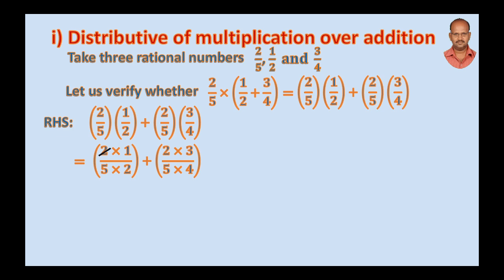In denominator, numerator dividing with 2. 2 ones are 2, 2 ones are 2. Then 2 ones are 2, 2 twos are 4. Then that is equal to 1 into 1 by 5 into 1 plus 1 into 3 by 5 into 2, that is equal to 1 by 5 plus 3 by 10.